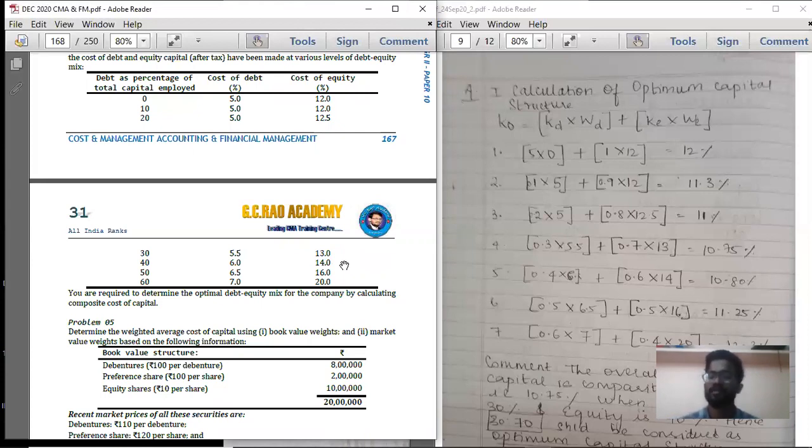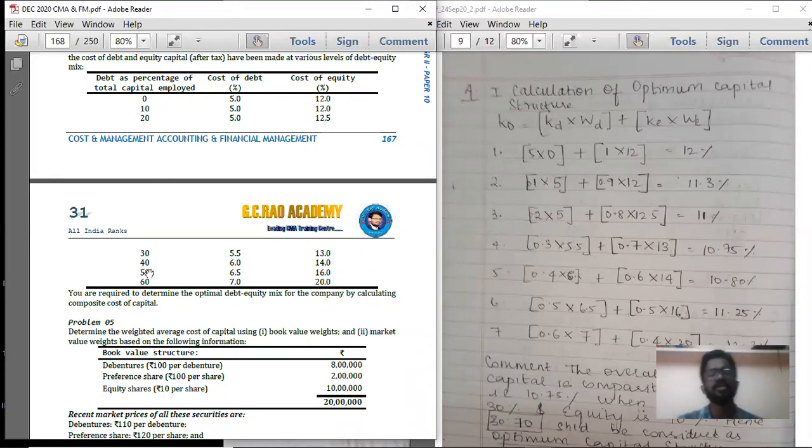So now I calculate the answer. 0.3 into 5.5 plus 0.7 into 13. You are getting 10.75. So it is equal to 10.75. That is the overall cost of capital under situation 4.